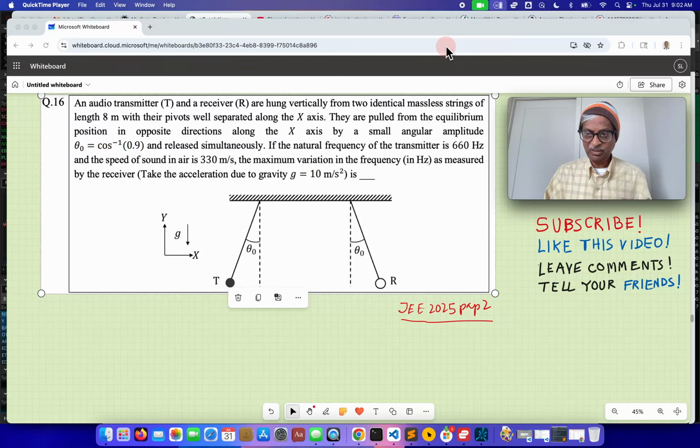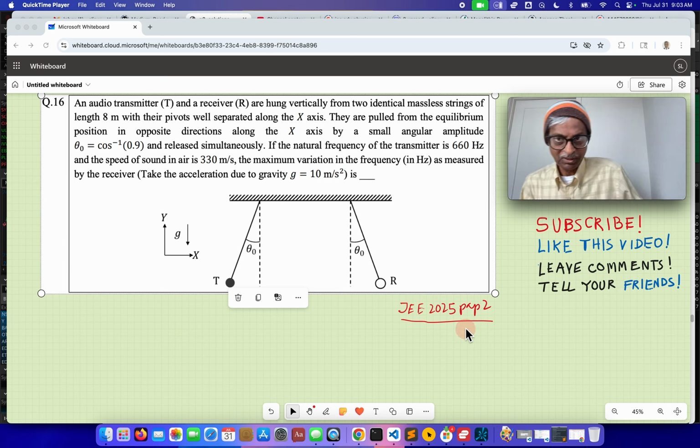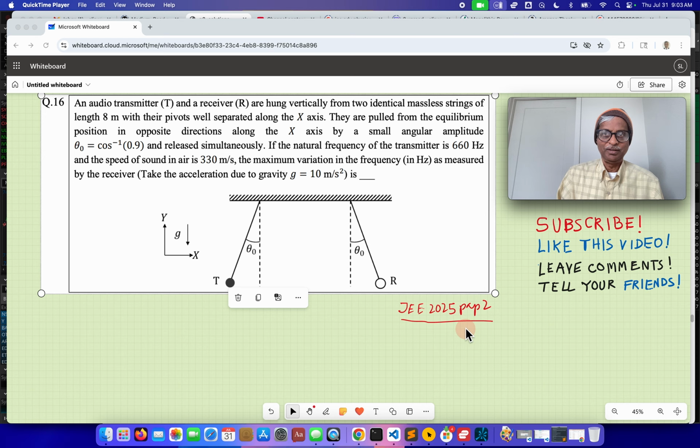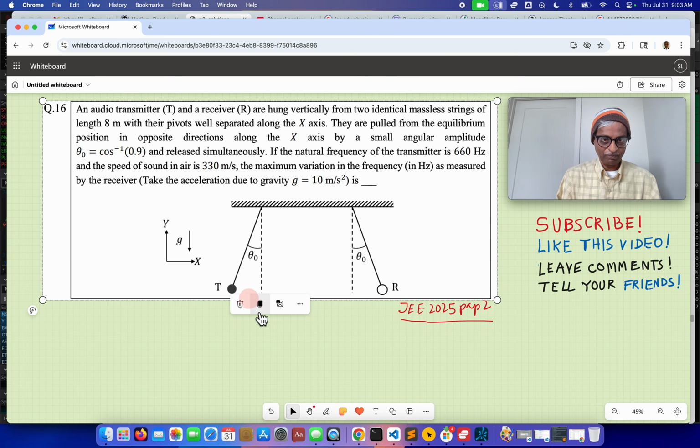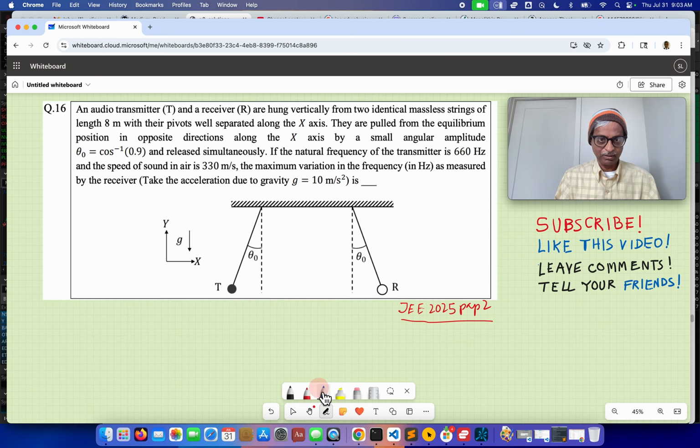Welcome to the very last problem in this test. We're doing, as you know, JEE 2025 paper 2. If you've watched my previous videos, I am happy to have made it all the way to this question number 16. All right.